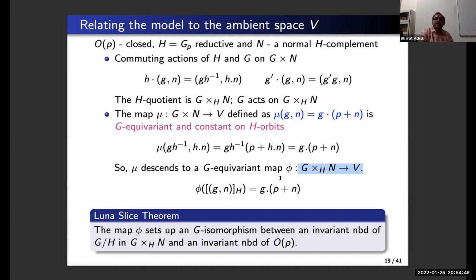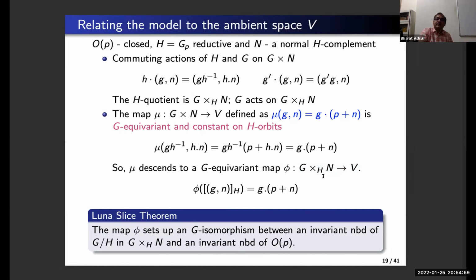So what we have is that this map phi is going to set up a G-isomorphism between an invariant neighborhood of G mod H, which is sitting inside this associated construction, and the orbit of the point. This is a very useful model, the Luna model. One of the important consequences of the Luna model is that every point in a small neighborhood of the orbit of P is going to have a stabilizer which is, up to conjugation, contained in the stabilizer of P. That's a very important consequence.